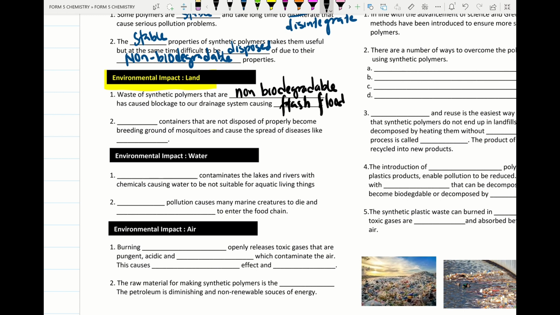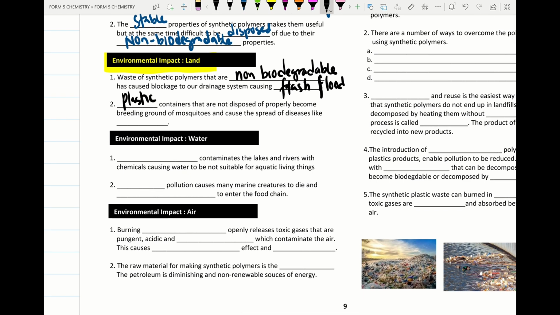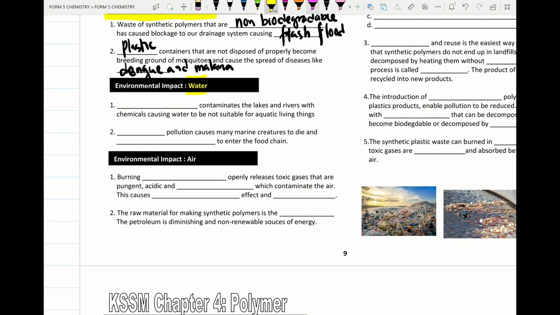We move on to the next point, plastic. Plastic containers that are not disposed of properly become breeding grounds for mosquitoes and can cause the spread of diseases like dengue and malaria. Next, the environmental impact on water: synthetic polymer or plastic waste contaminates lakes and rivers, making the water not suitable for aquatic living things, and this synthetic polymer waste can also alter the pH value of water and kill aquatic living things.